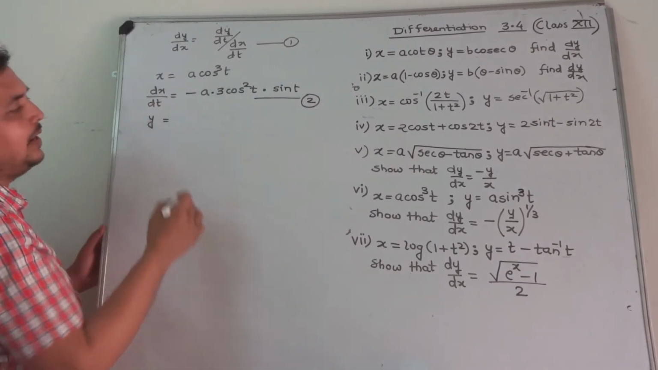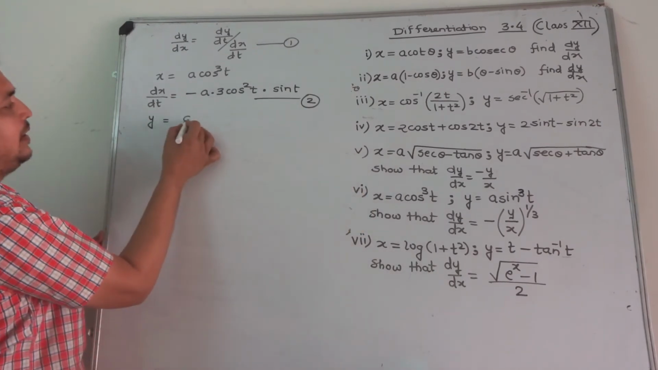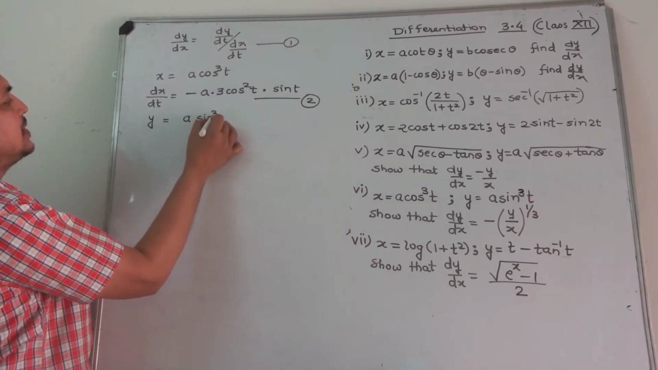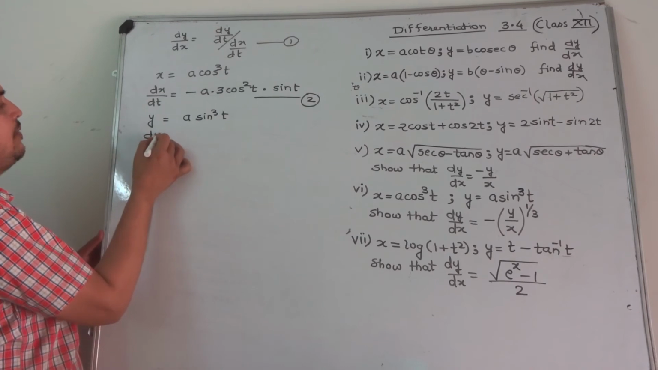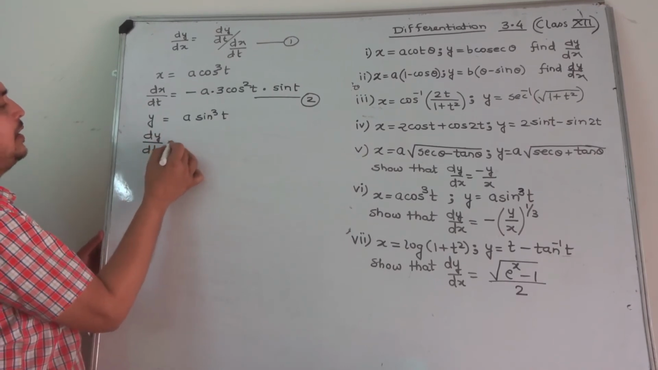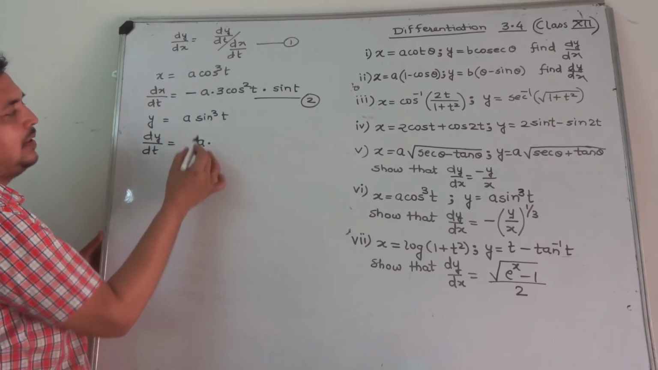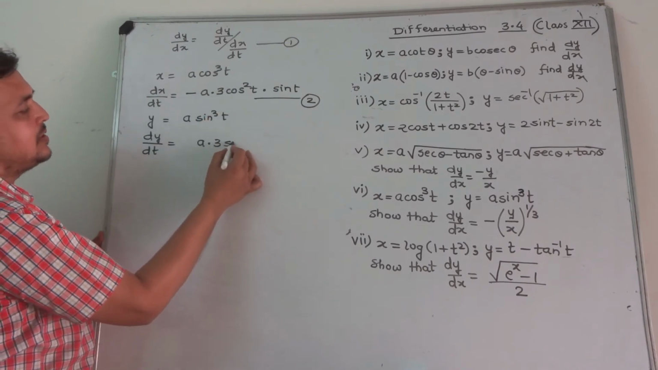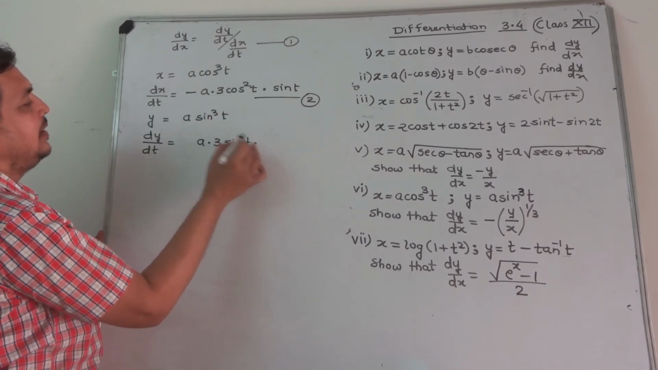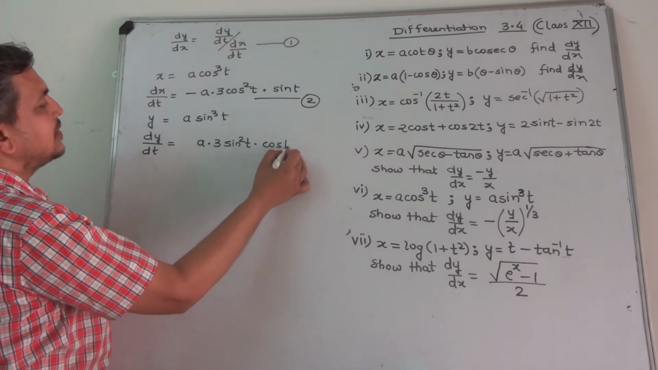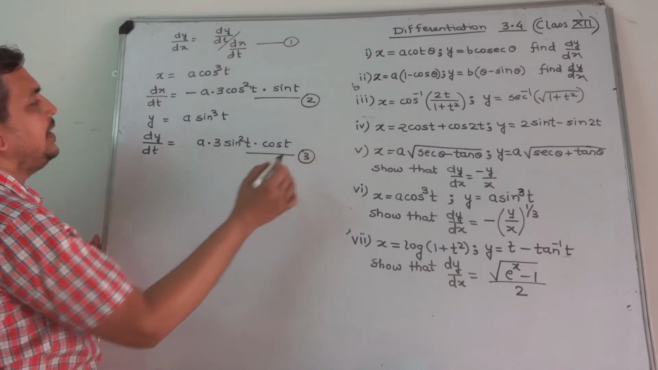Now consider y. What is y? It is a sin cube t. So dy by dt can be written as a constant, the derivative of sin cube t is 3 times sin square t, into the derivative of sin t, which is cos t. This is my number 3.